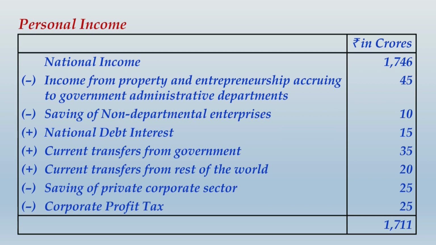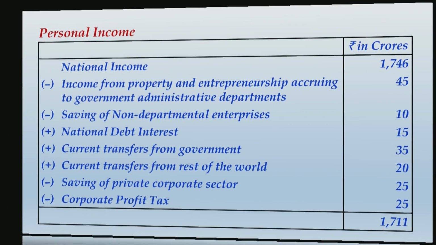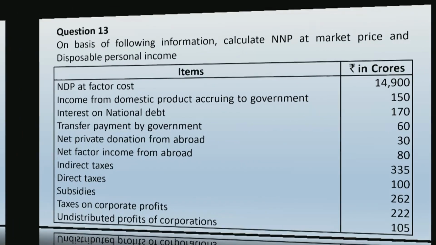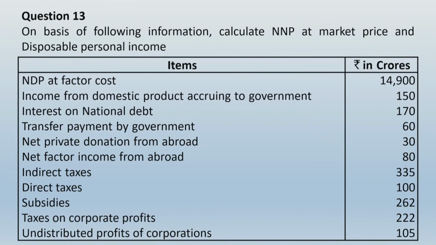Alright friends, once you have completed writing this solution, let us move ahead and take up the next question. That will be question number 13, and let us read this question. On the basis of following information, calculate NNP at market price and disposable personal income.